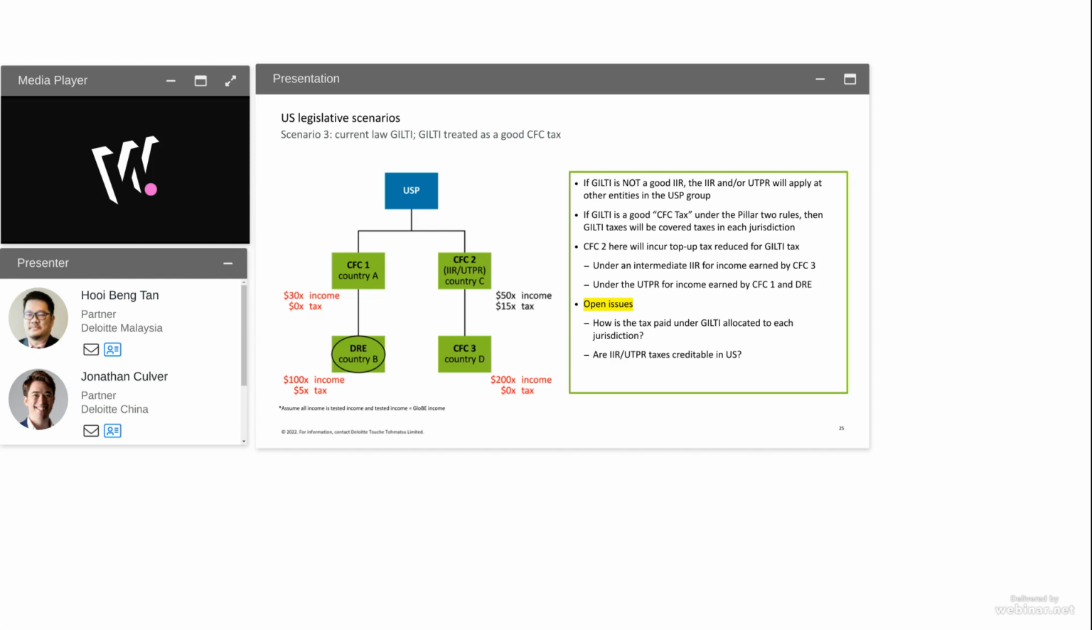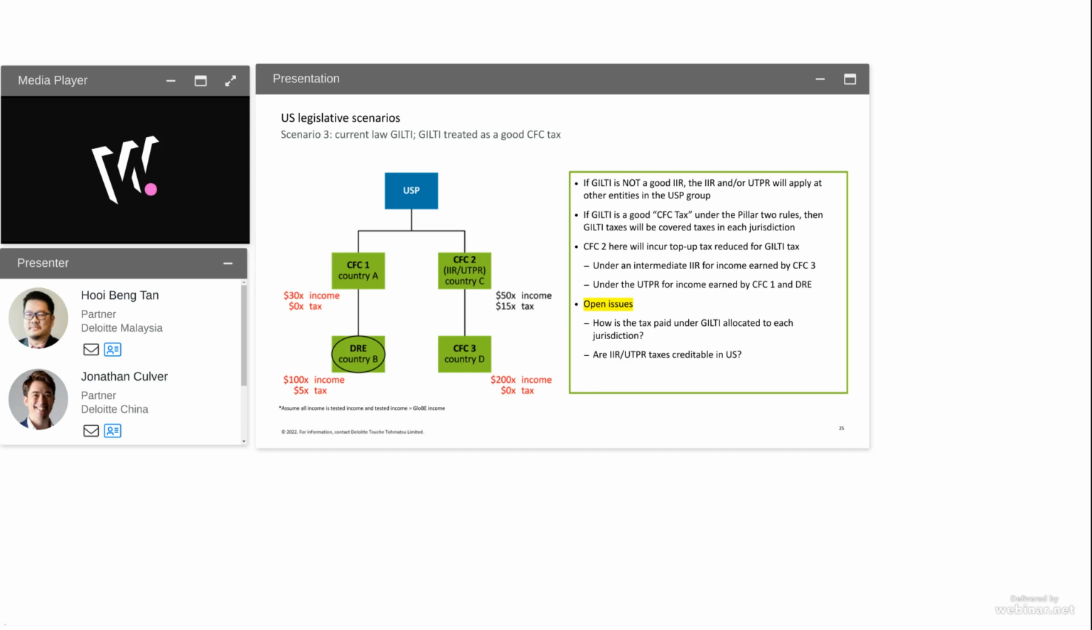Now, 3 of those have low tax outcomes, but there is an application of the IIR or UTPR under the Pillar 2 rules in country C, so applying to CFC 2. Now, this is the scenario probably where we'd all, I guess, like to be in the event that the US doesn't implement its own Pillar 2 rules, where the GILTI is treated as a good CFC tax.